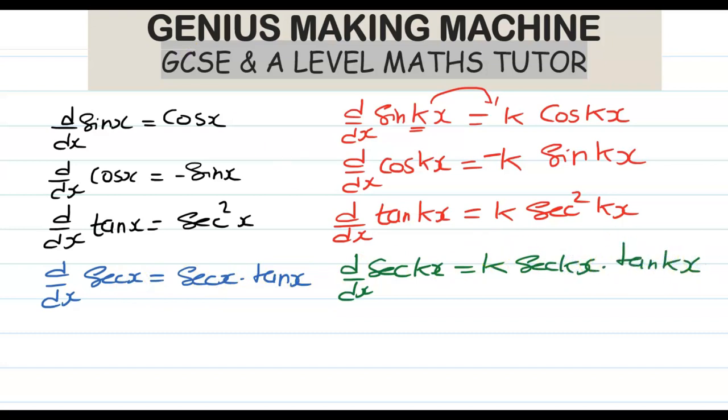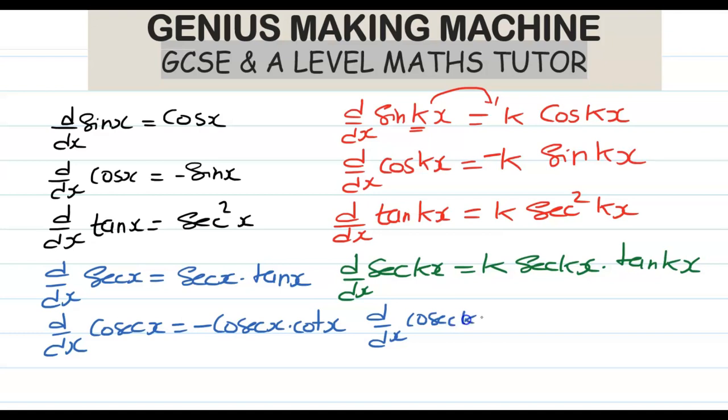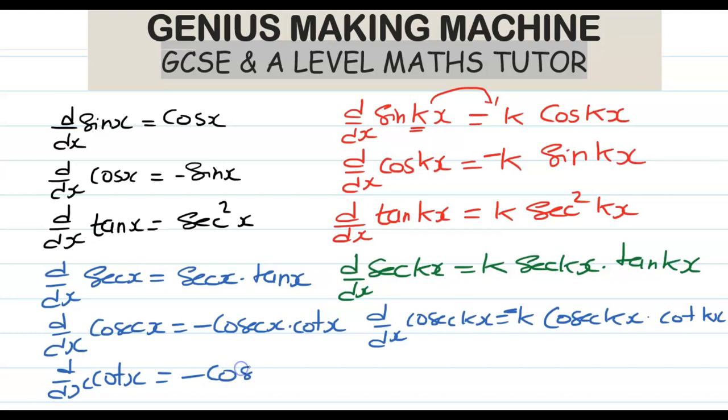Next one is d over dx of cosec x, which is minus cosec x cot x. Similarly, if it is cosec kx, k comes forward and it is minus k cosec kx times cot kx. And the last one is the differentiation of cot x, which is minus cosec square x. So if k comes here, like cot kx, it will be minus k cosec square kx.